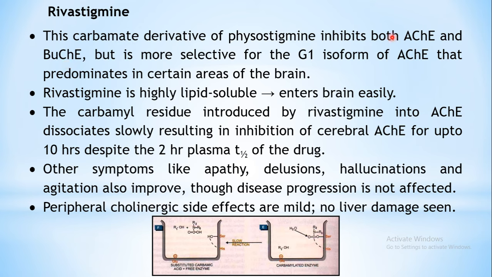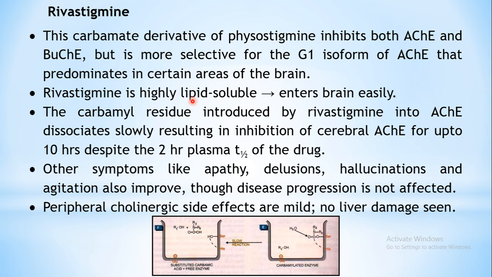Mind it, this is the main one. If this enzyme is inhibited, it should be more selective towards acetylcholinesterase. If it inhibits butyrylcholinesterase, it will inhibit the metabolism of other esters also. So we want to inhibit this enzyme. It was found to be more selective towards inhibition of the G1 isoform of AChE, which mainly predominates in certain areas of the brain. So rivastigmine selectively inhibited the AChE in the brain. That's the plus point.